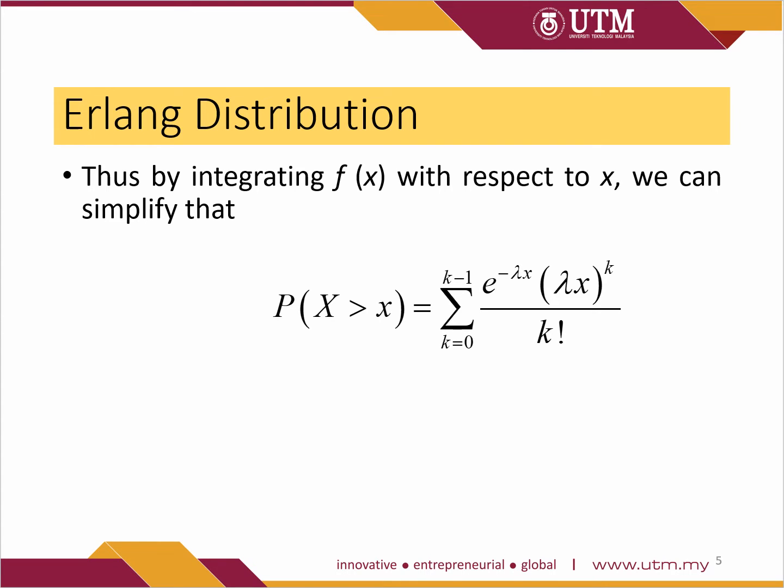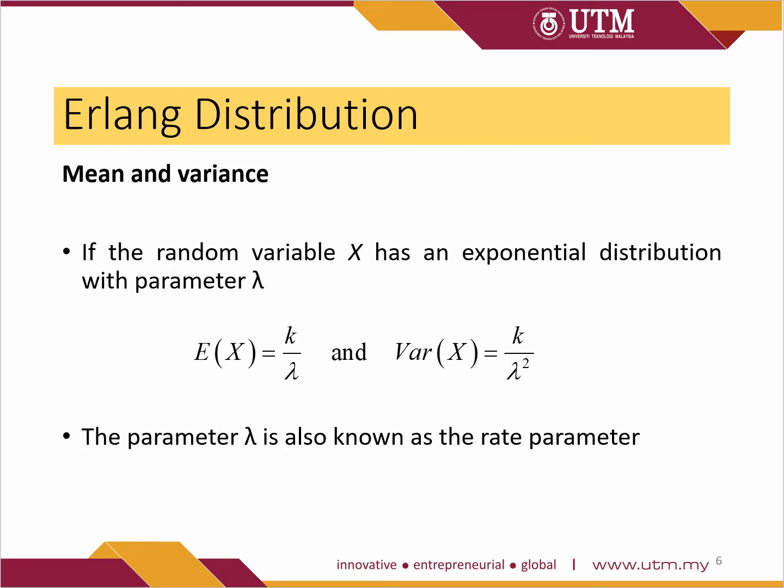Integrating the f(x) with respect to x, we can simplify that. The probability of X greater than x would be the summation of exponential negative lambda x times lambda x to the power of k over k factorial, where k starts from 0 up until k minus 1. So the mean for the Erlang would be k over lambda, and variance is k over lambda squared.